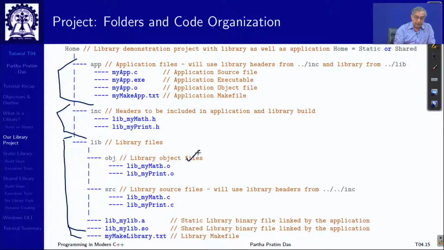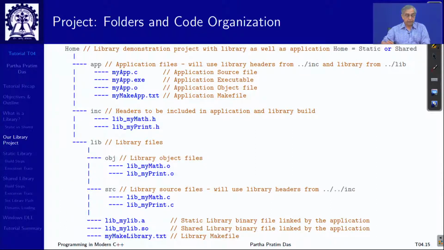So, in the library, other than the object and the source files, I have a .a file, which I would create, and I will show how to create it for the static library. Alternately, I could create a .so for making a dynamic library. I have two makefiles, one for building my library, which is here, and one for building my application, which is here. Right. There is nothing sacrosanct about this. It is not that it will have to be like this, but this is just one way of doing it.